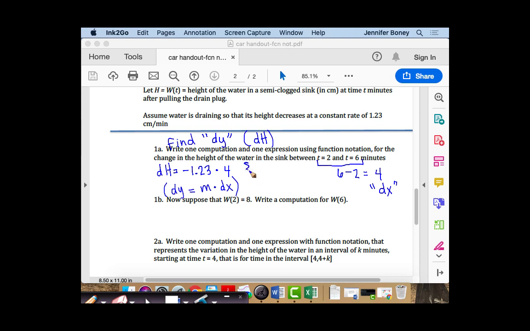But if I want to express somehow using function notation the change in the height of the water in the sink over this time period, if you remember what we did with the race car, it was a subtraction.